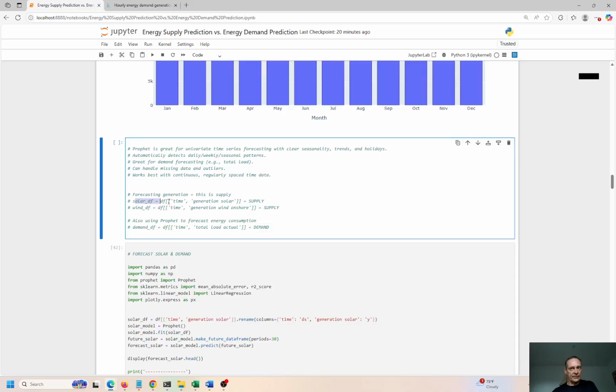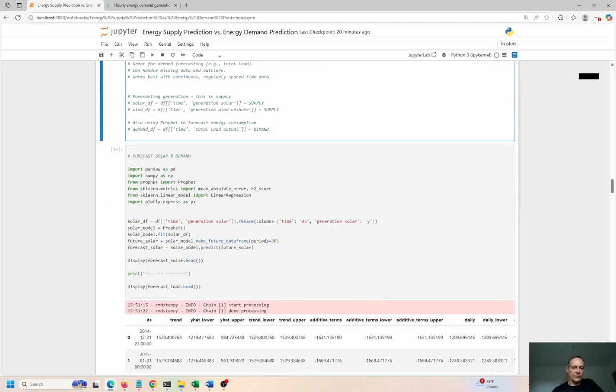I usually look at Prophet and then XGBoost, random forest regressor, or XGBoost regressor, one of those. So those are my top three. In this case, I tested Prophet and it performed pretty well.